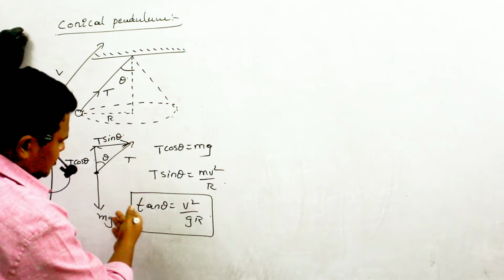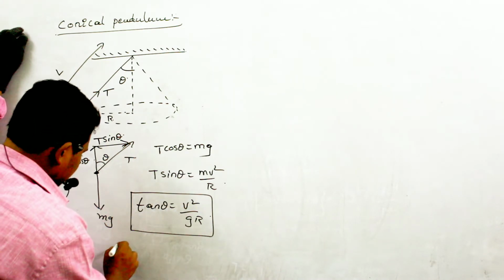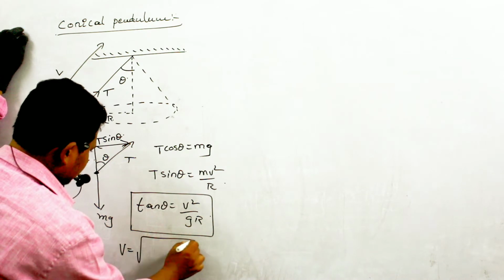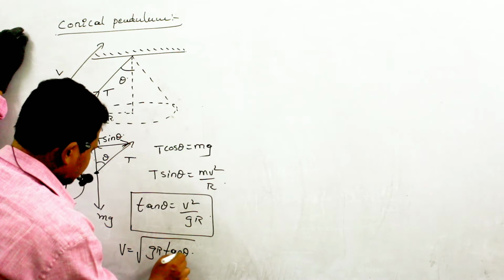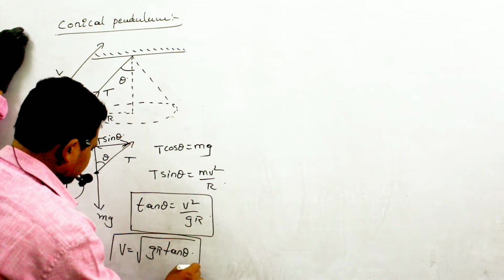So that is how we can relate this relation. Therefore V can be written as the square root of g r into tan theta. So this is one more relation which we can write.